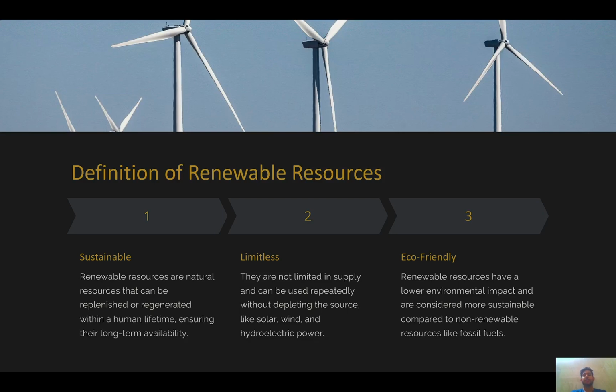Next one is limitless. They are not limited in supply and can be used repeatedly without depleting the source, like solar, wind, and hydroelectric power. And last one is eco-friendly. Renewable resources have a lower environmental impact and are considered more sustainable compared to non-renewable resources like fossil fuels.